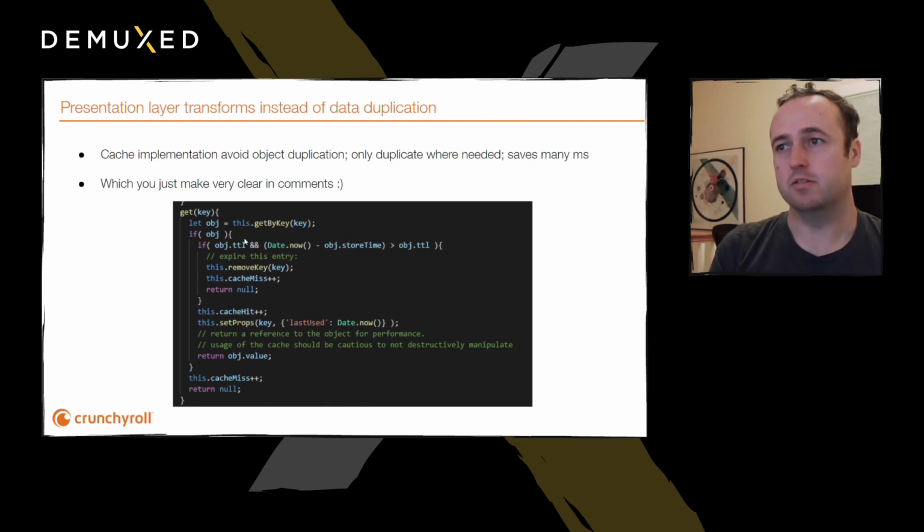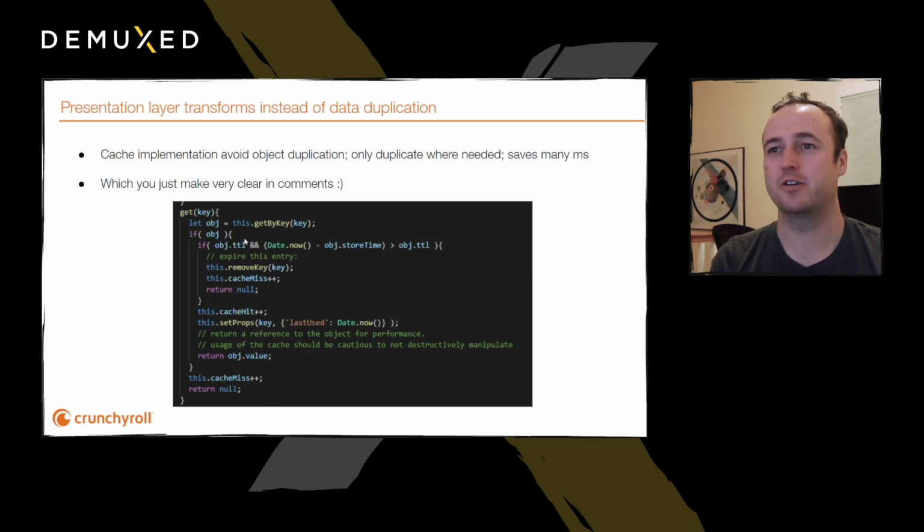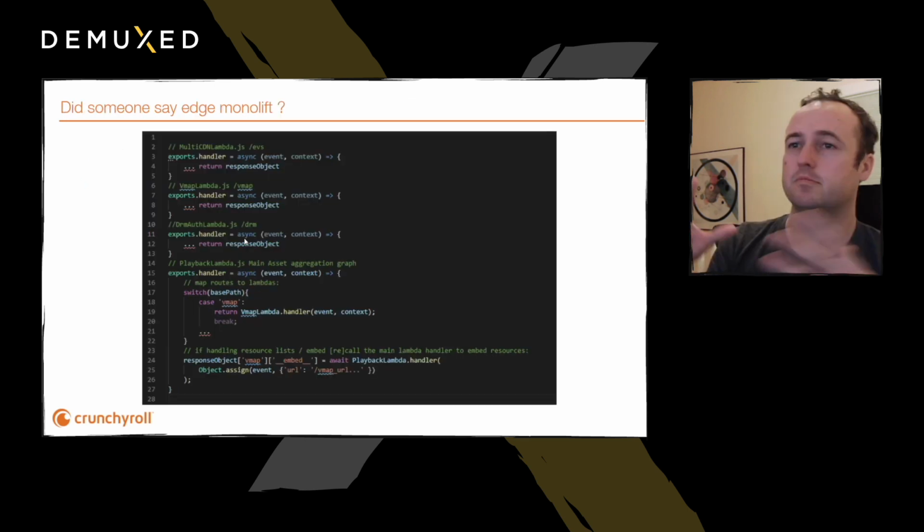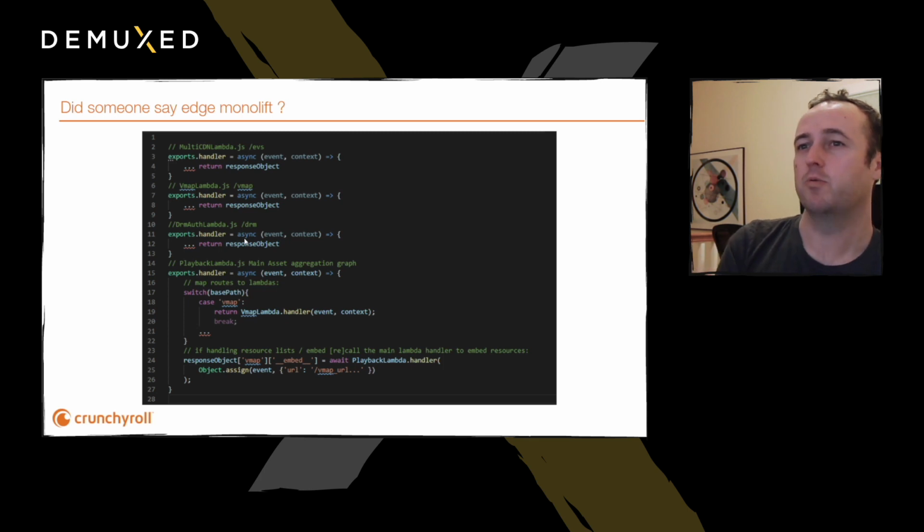So just to zero in on that concept of presentation level transforms, another performance trick here is to return the object directly. This is kind of an anti-pattern in cache management, but very helpful in trying to keep the overall runtime of your Lambda underneath that 50 millisecond threshold that then incurs a second allocation of cost.